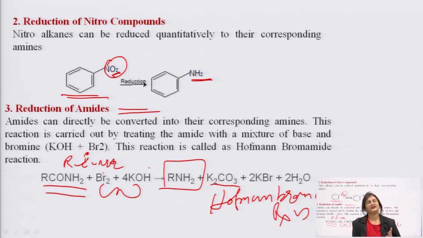Next, amines can also be synthesized directly from amides. Amides can be converted into their corresponding amines by reacting with a base and bromine, leading to the formation of a primary amine. This reaction is also known as the Hofmann bromamide reaction.